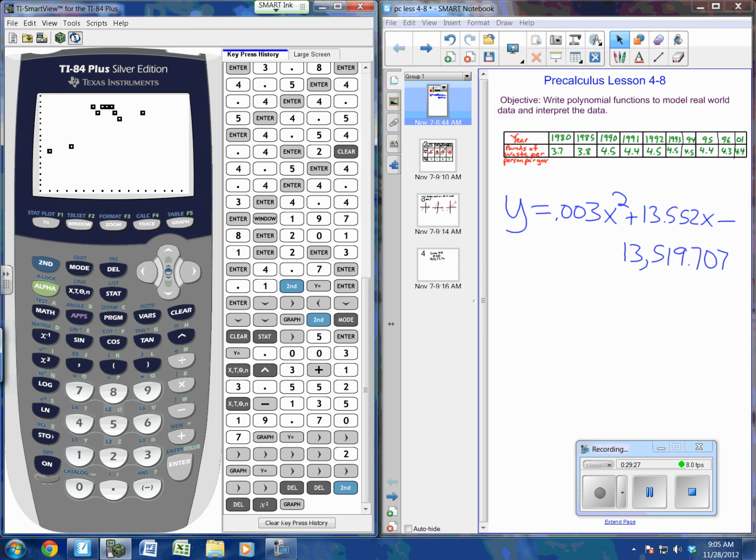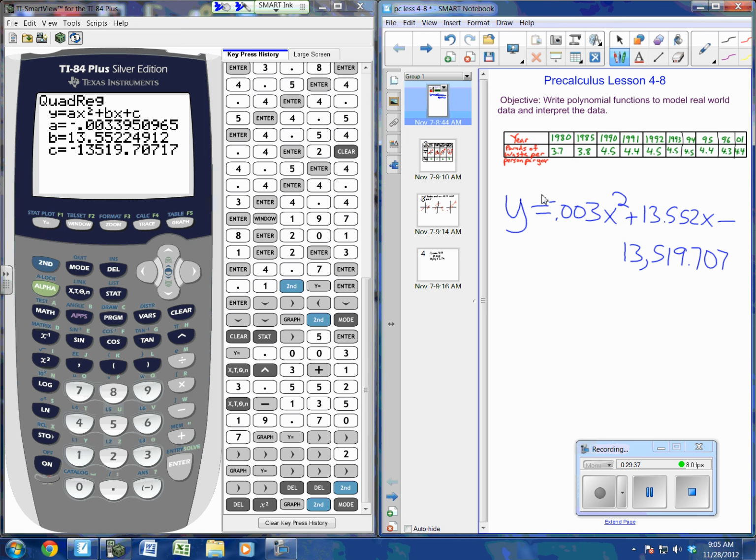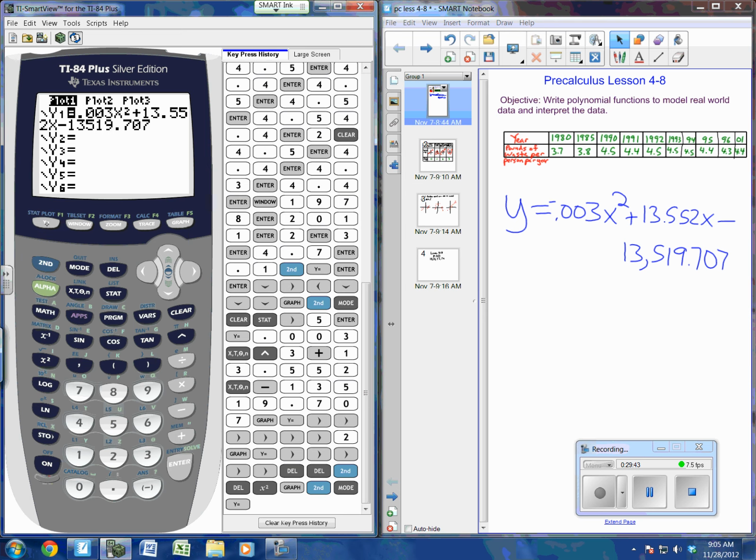Okay, we're trying that one. I need to go back to my coefficients and look at that. Oh, that's a negative. That's what I did wrong. It's a negative 0.003x squared. Okay, so go back to my y equals, and I'm going to hit second and the delete button, that's insert. I'm going to put a negative in there. You guys probably caught that right off.